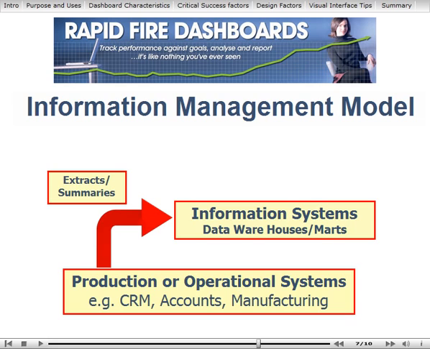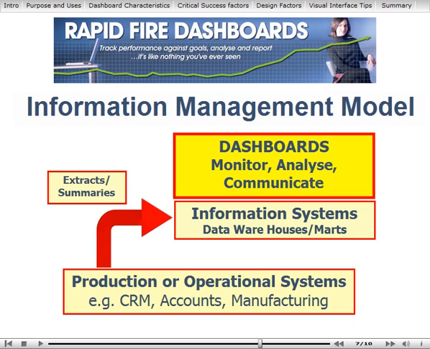Here is where the dashboard level sits. It sits on top of the information system level, that is, the data warehouses and data marts. You could take your data directly from your production or operational systems, but you must be careful that you do not affect the performance of these routine systems.